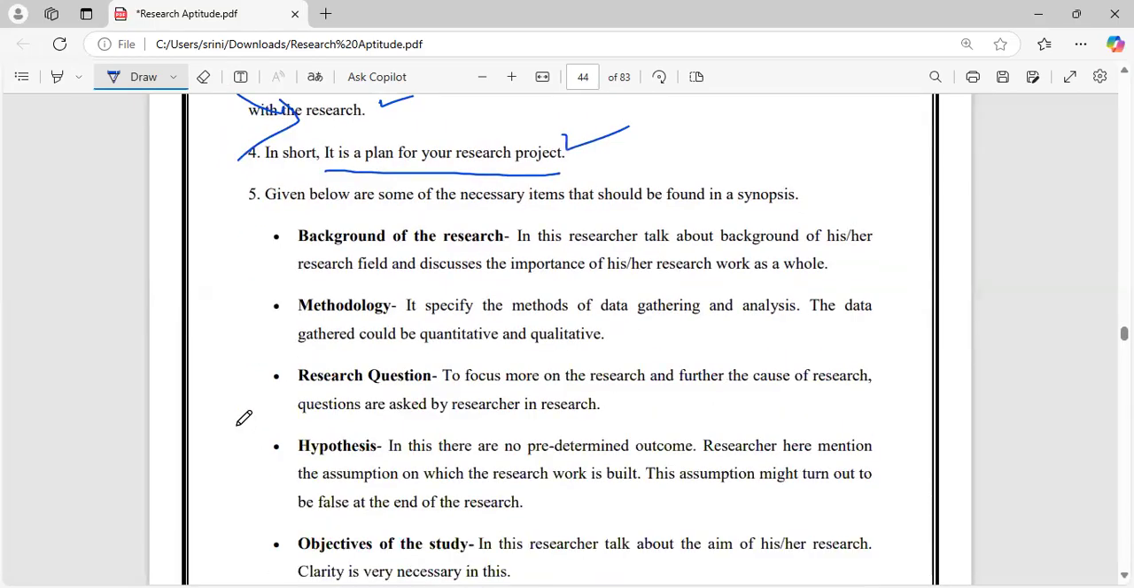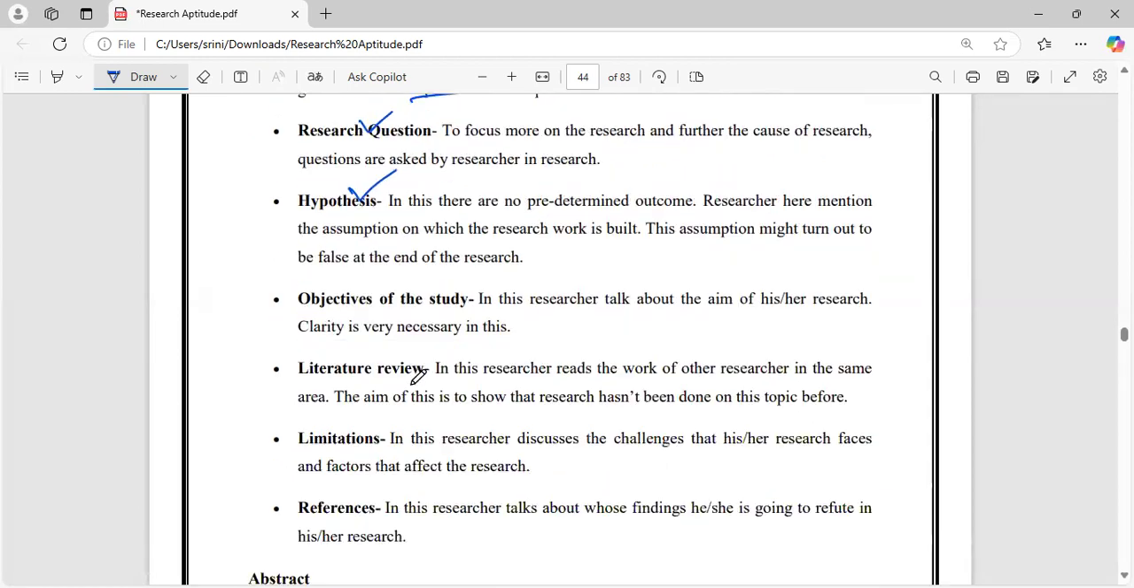Here are the items that are to be added in the research synopsis. Background of the research, methodology of the research, how we are going to collect and analyze the data, either qualitative or quantitative, and then research question, basic question, hypothesis formed and answers to be found, objectives of the study, literature review, limitations, and references.